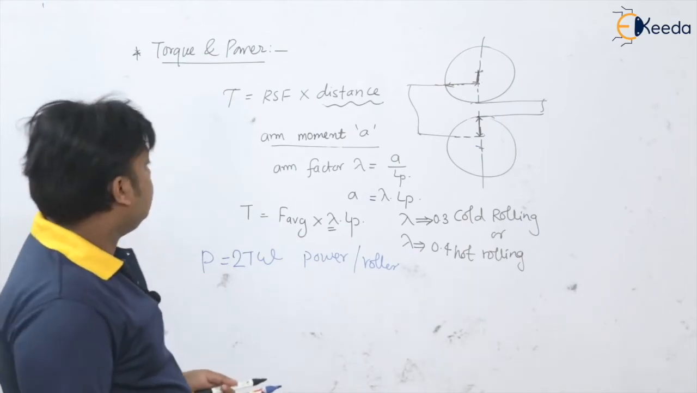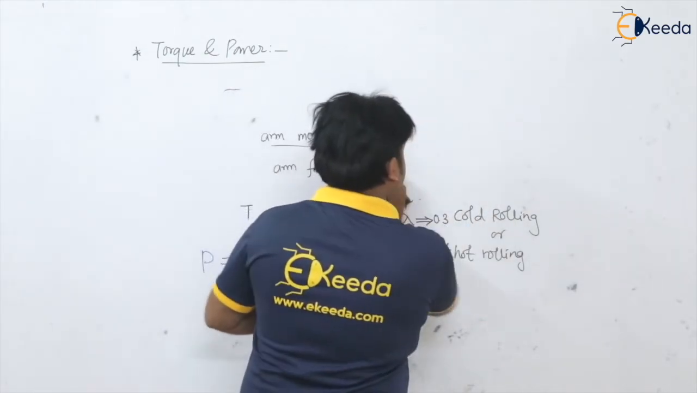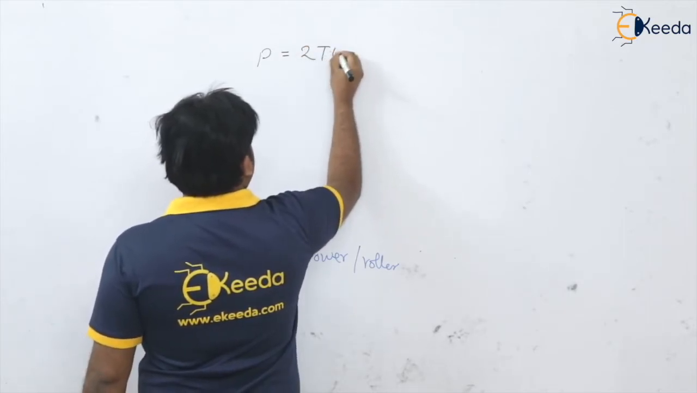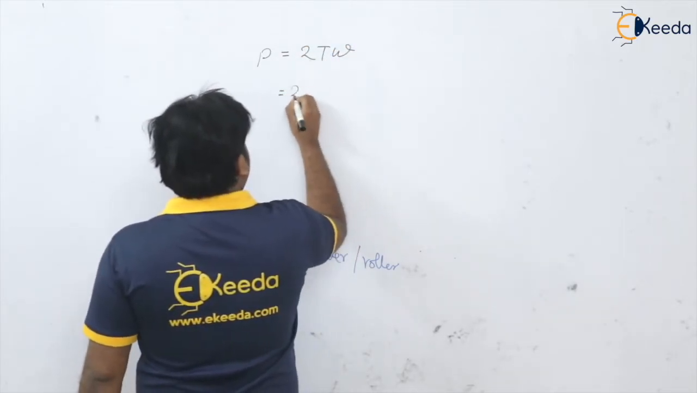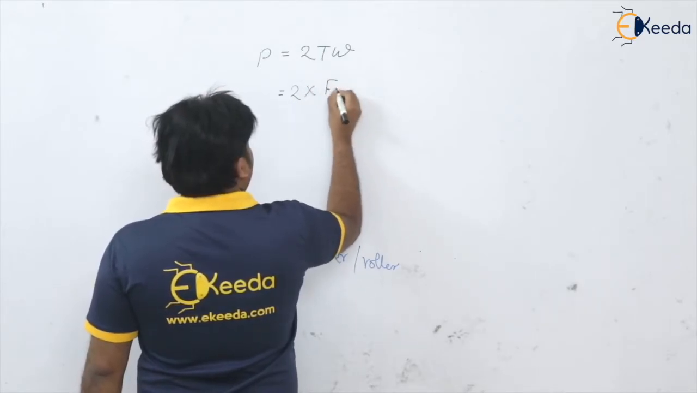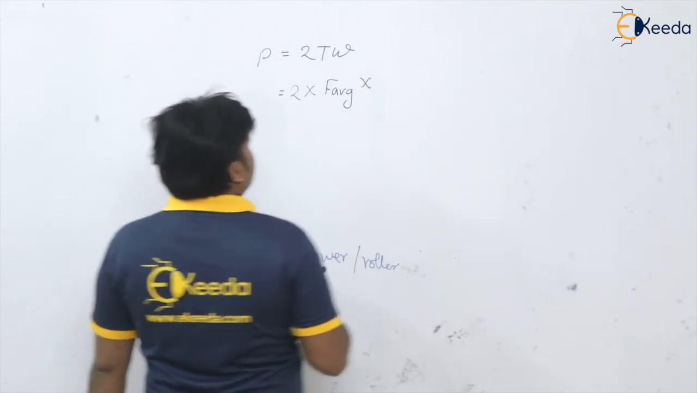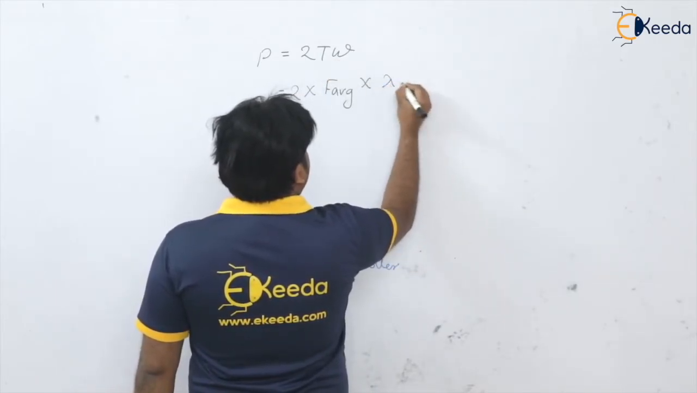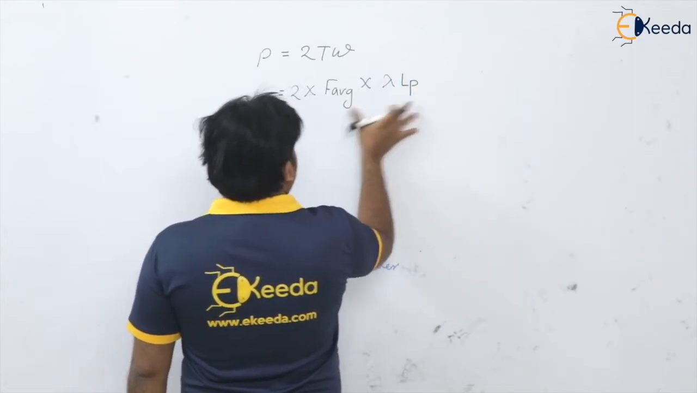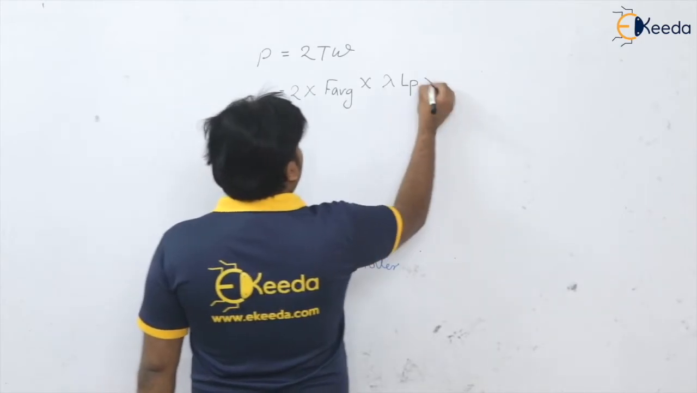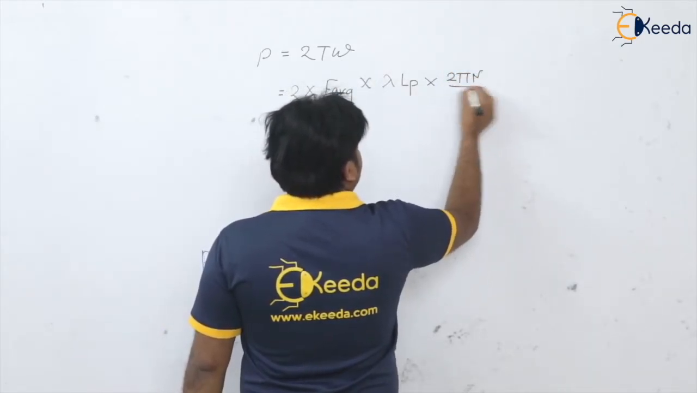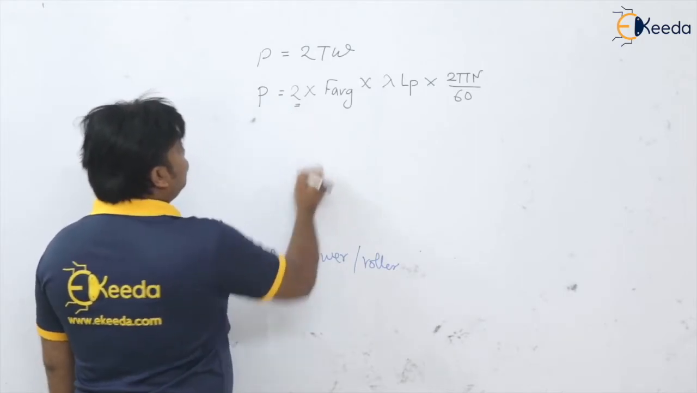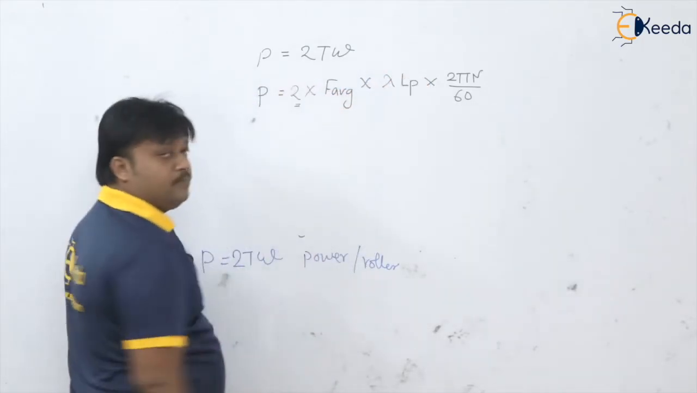So let us elaborate the formula here. So you got the torque. Now the power is equal to what? This 2 times T omega. Now put the values of all the things. 2 times, and torque is what? Force average into the arm factor into L_p, that is your arm movement, lambda times L_p. So force into distance is the torque, into omega, which is 2 pi N divided by 60. Very good. So you get the total power here, because I have multiplied by 2. If not, it will be the power per roller.